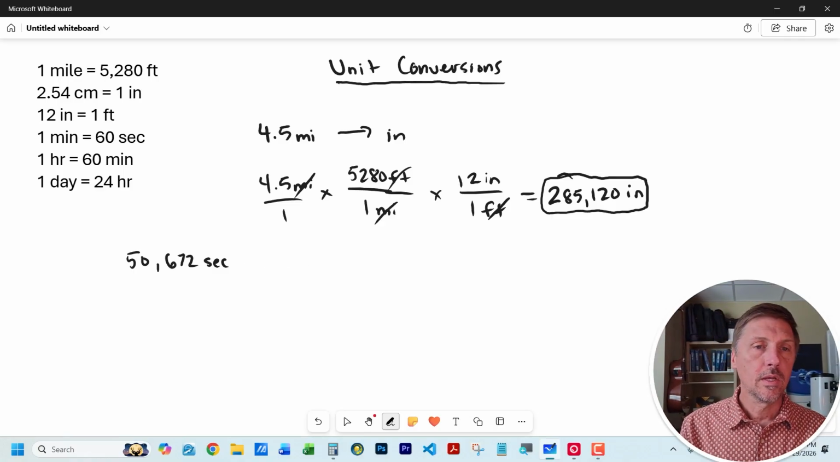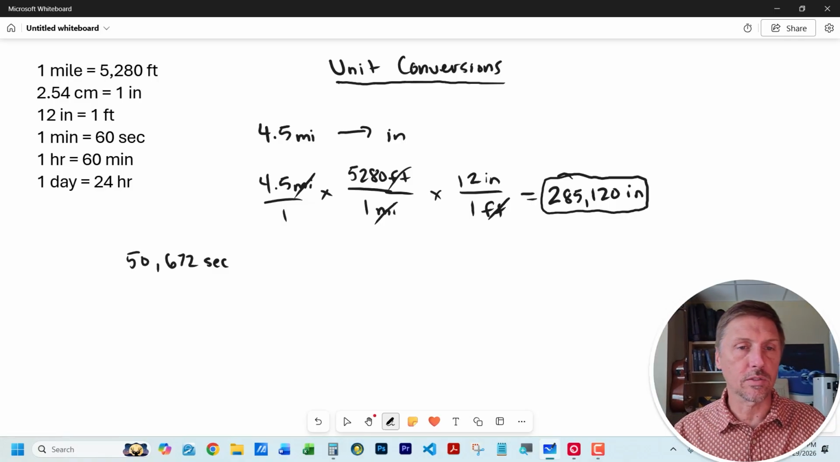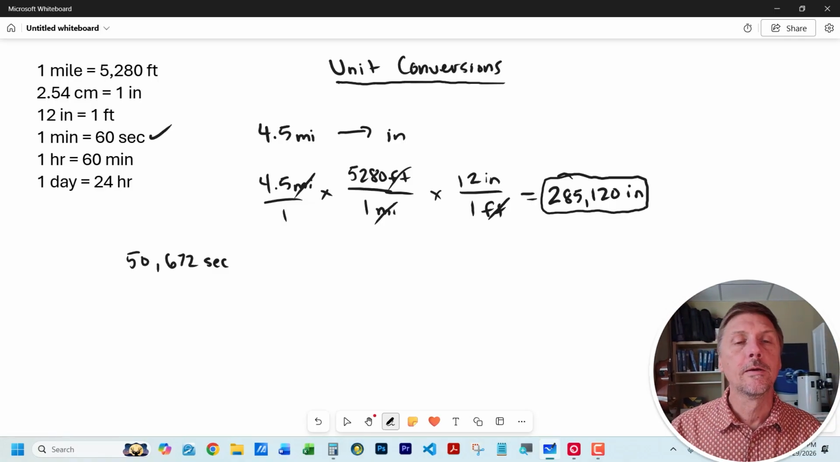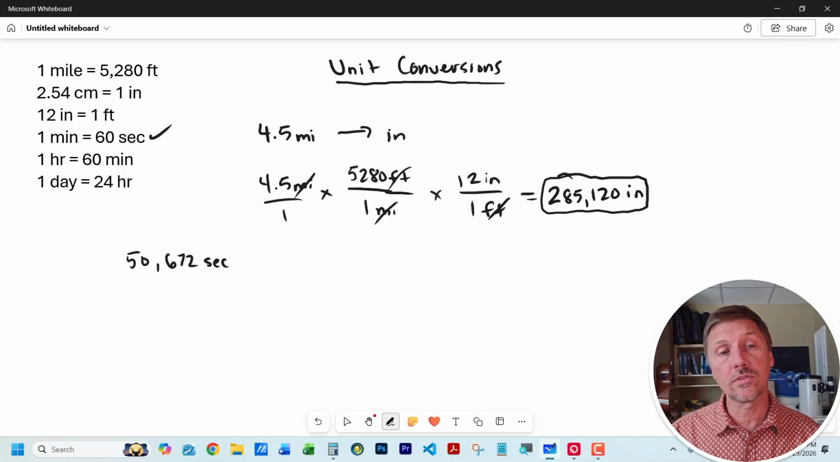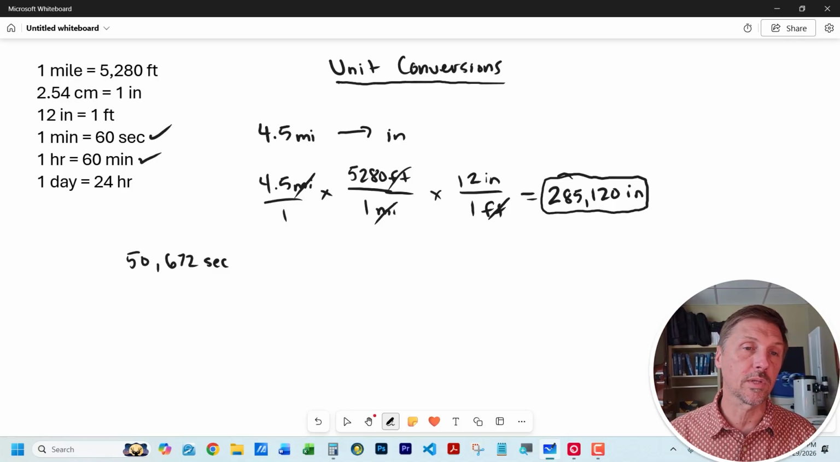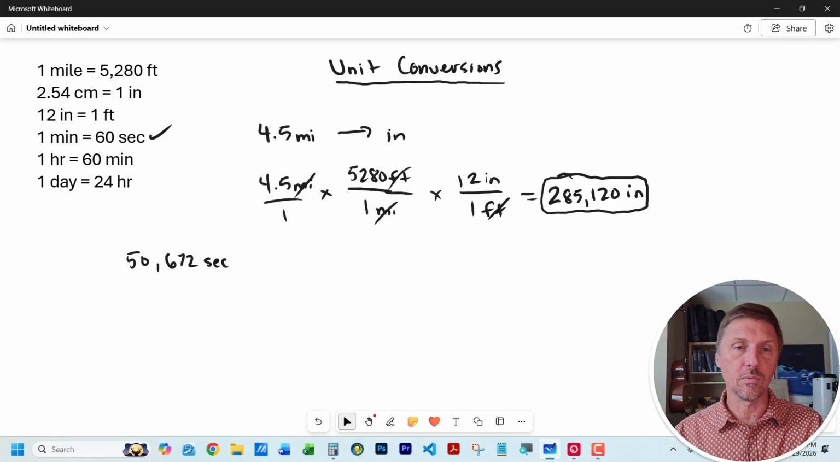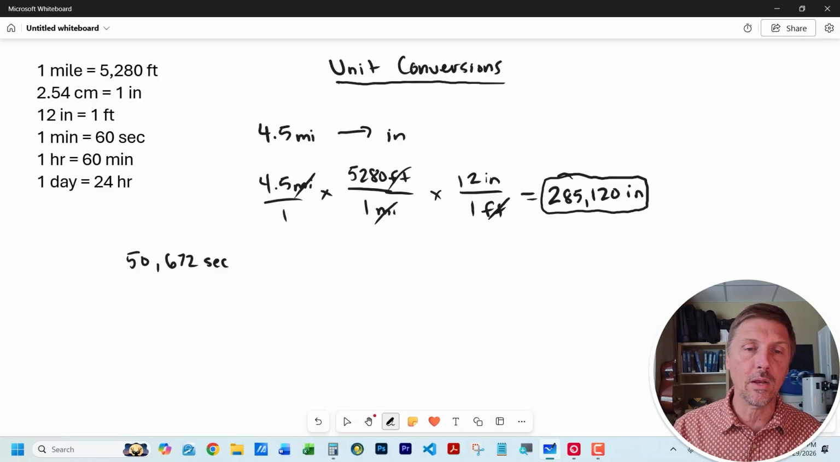So looking up here, we see that we've got a relationship between seconds and minutes right here. So that'll get us to minutes from seconds. And then from minutes, we can convert to hours using this relationship. And then finally, we can go from hours to days, which is the final unit that we want to end up with, right? So we're going to do it in that order.